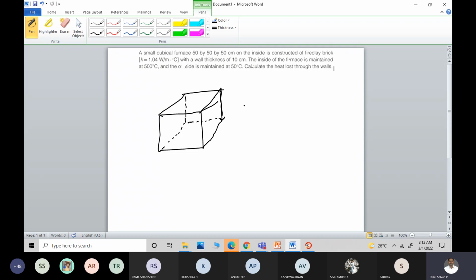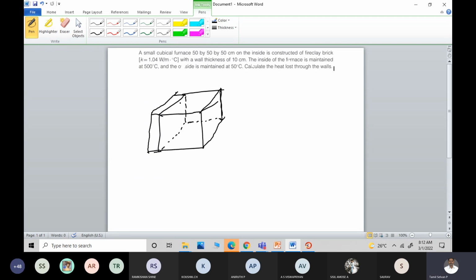Okay, the cubicle will be like this. Is it fine, students? Yes, sir. And the thickness. Let me draw the thickness on one side. It will be more or less like this. So you will be having it in all the four sides. Is it fine? Yes, sir.